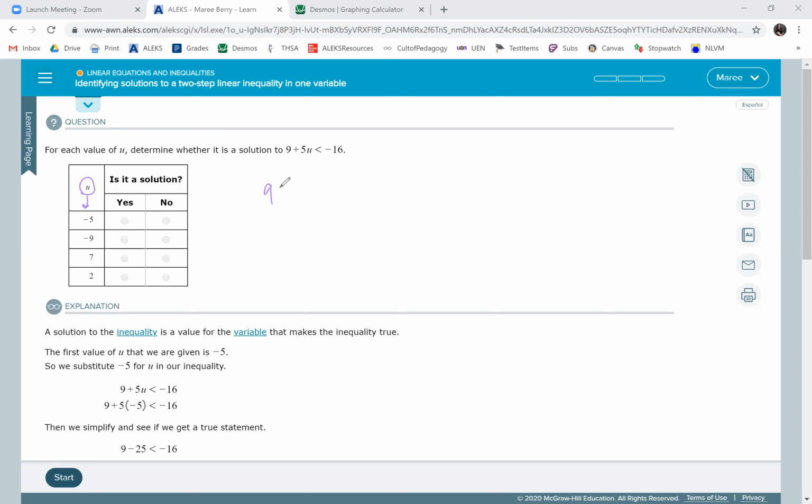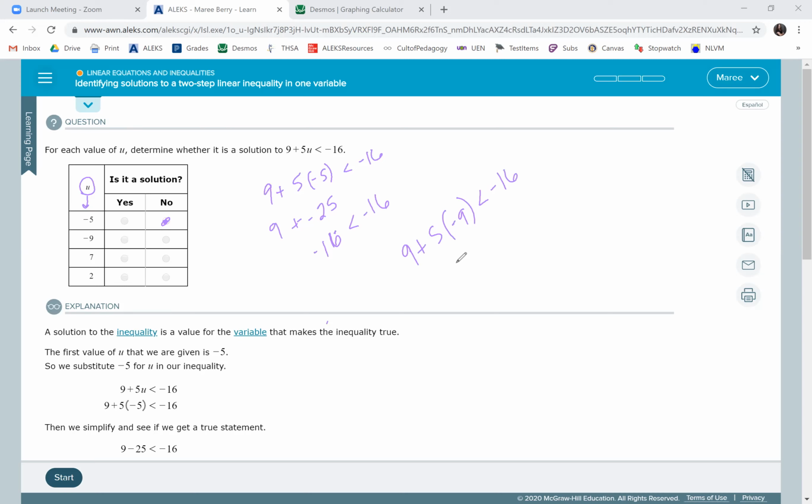So 9 plus 5 times -5 is -25. -25 plus 9 is -16. Is that less than -16? Since it's equal to, it cannot be less than, so we'll put a no right there. Then we try -9. So we have 9 plus 5 times -9. We want to know if that's less than -16.